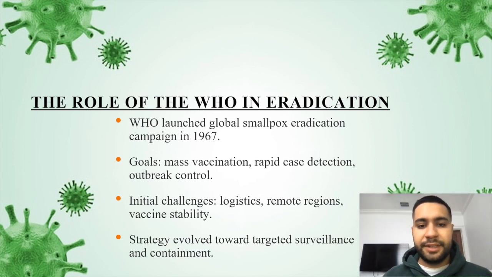The initial stage of the program did not go as planned. The logistical challenges included not enough supply of vaccine, getting the vaccine to rural districts, and the effectiveness of the vaccine at warm temperatures. The vaccine had to be freeze-dried to be able to work in tropical climates.